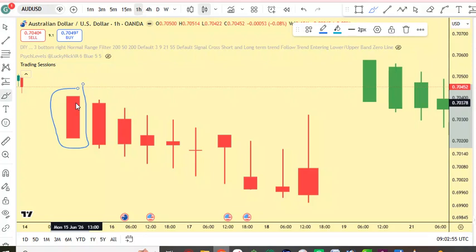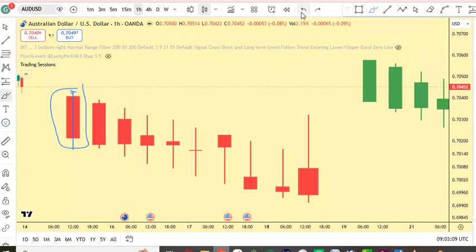The top of the wick is called the high. The below of the wick is called the low. That's for any candle, whether a bullish candle or a bearish candle.